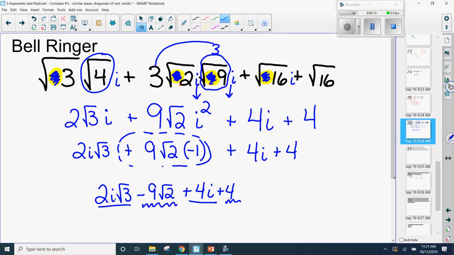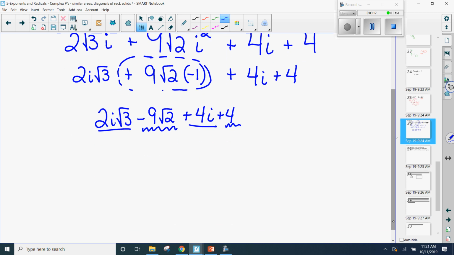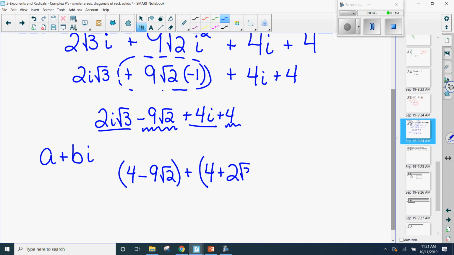So therefore, if you had this as a complex number and you were working on something in IXL, IXL would say put it in the format of a plus bi. If that were the case, what's a going to be? 4 minus 9 radical 2. There's the real part. What about the imaginary part? 4 plus 2 radical 3, and all of those are an i, the imaginary part. So they say where this right here is a, this is b, and then you have your i right there. That's what they say. I would accept, you're getting to this point, that's good.